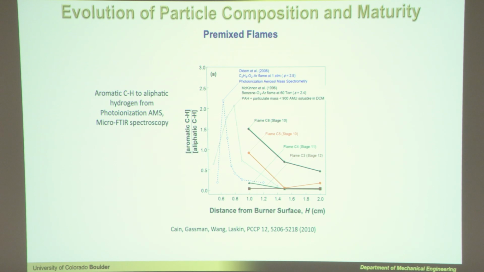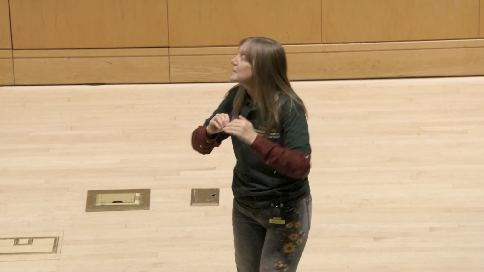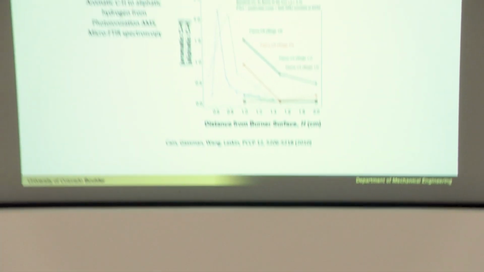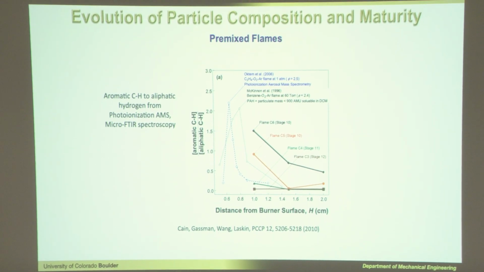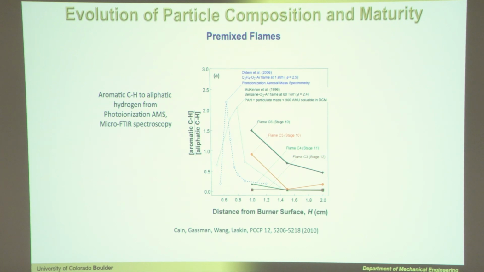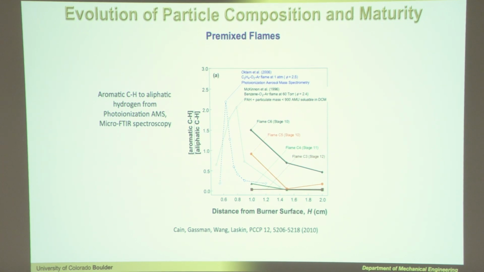So remember we talked about this result yesterday, where Hai Wang's group saw high aliphatic character in these particles. Here's another figure that shows this, and as they go up in the flame, they actually see more aliphatic to aromatic character. So it's higher aliphatic to aromatic. Totally not what we expect. Totally not what other people seem to see. So that's one result. We talked about that yesterday.